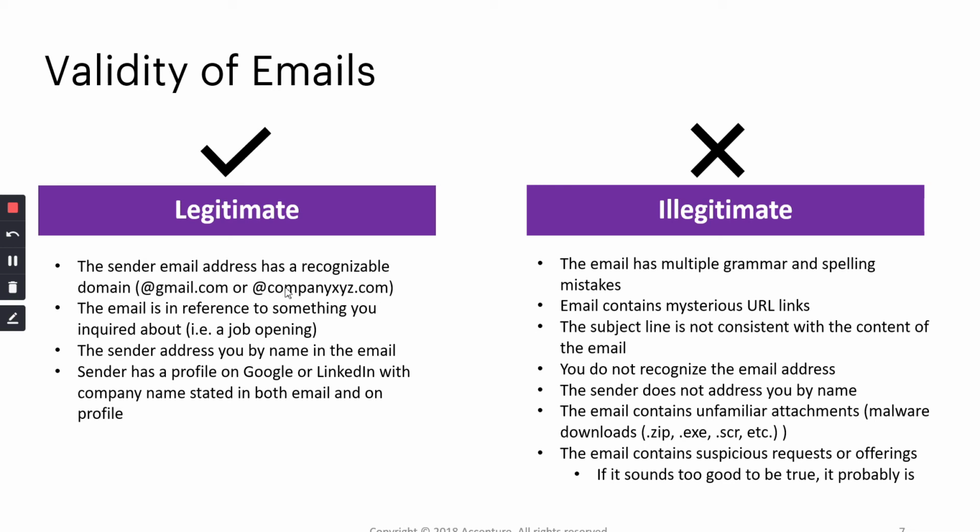If it's a specific company, usually companies have their own domain. So for example, at Accenture, ours is at accenture.com. Having these be recognizable is important, especially when you're receiving emails specifically for a job posting. If it doesn't look right, it probably isn't. So it's important to see who is actually sending that email.